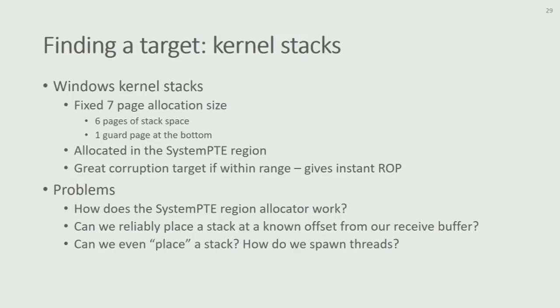So there's basically three things to deal with. First off, how does this allocator even work? Secondly, can we place a stack at a known address, well, at a known offset? And in order to do that, we actually also need to be able to place a stack in the first place. So a lot of non-trivial stuff.